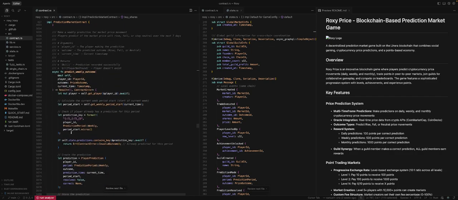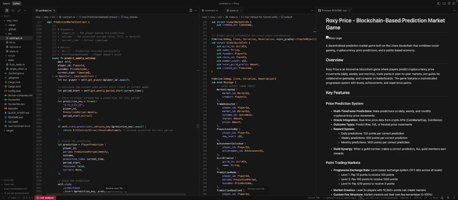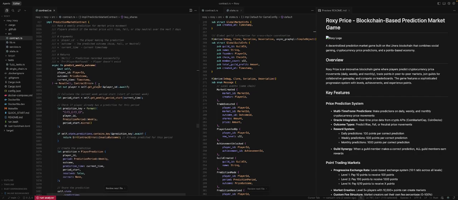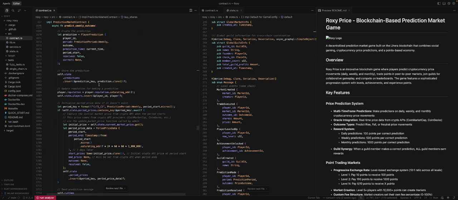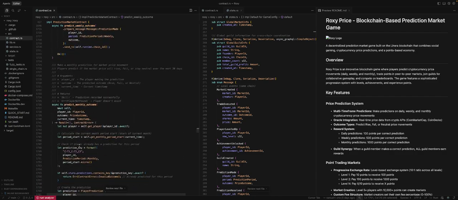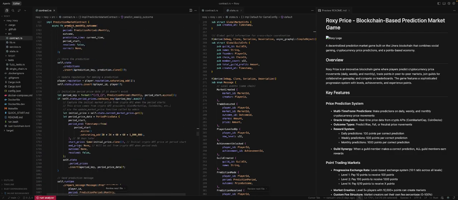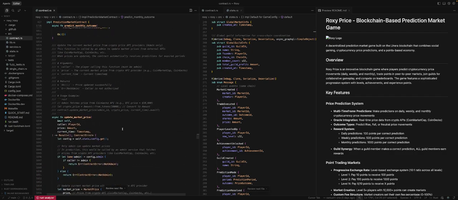This is also the same function, nothing changed for weekly. Only what changed is the weekly, so it does the calculation based on weekly, just for 7 days. And for monthly, it's still the same function, but some things change here for monthly. And yeah, so update market price.